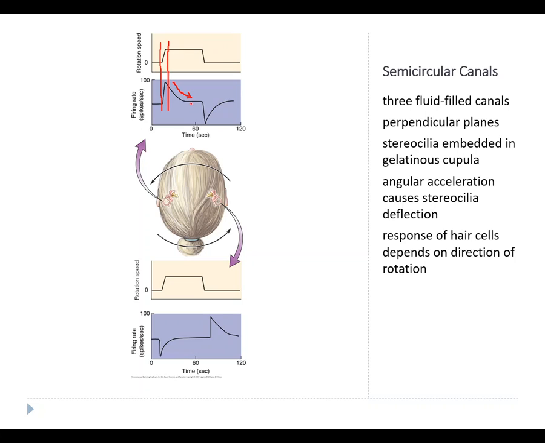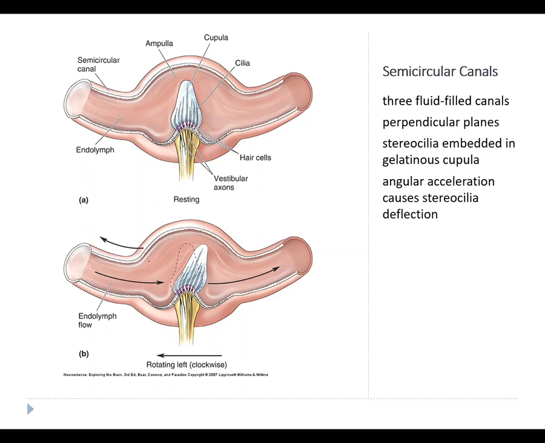This is because, again, you're not accelerating anymore. You're still rotating. In other words, the head is still rotating. So this person is just spinning in circles, going to the left. But because the rate of rotation isn't changing, what happens is the fluid inside the semicircular canal catches up with the movement of the rest of the canal, and it stops pushing on those hair cells.